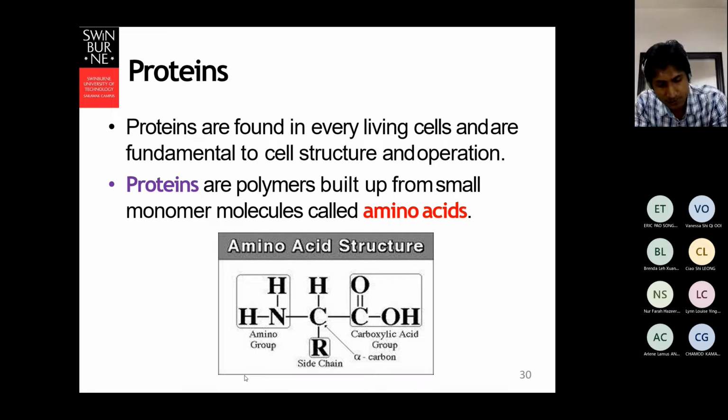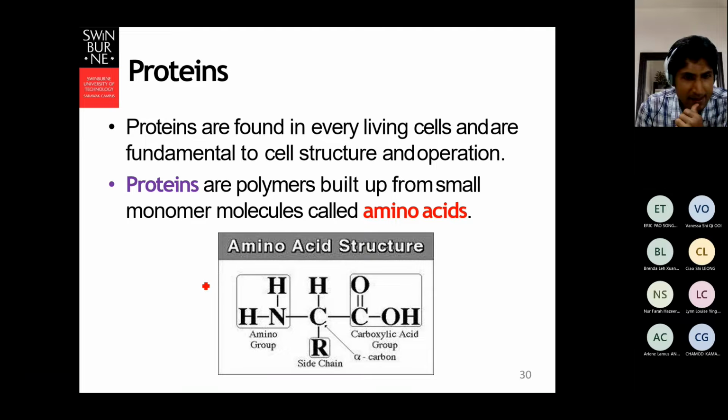Now we are moving towards protein, right? Every living thing and all the muscles, every living organism, is made up of proteins. Okay, and it's a polymer, a big chain. It's quite a big chain actually, and it's built up from a small monomer called an amino acid.